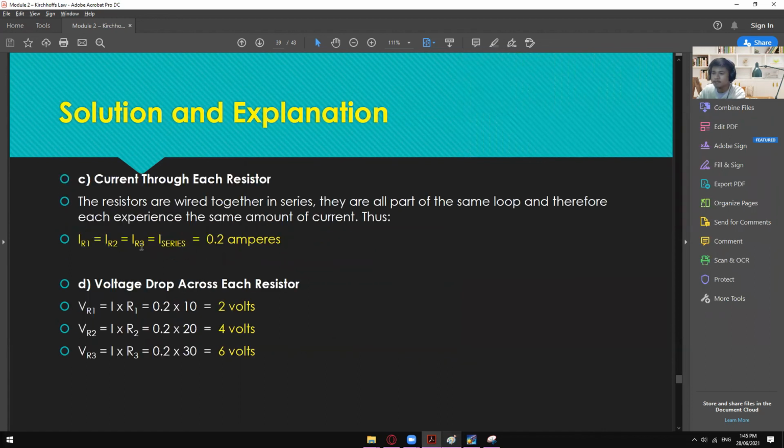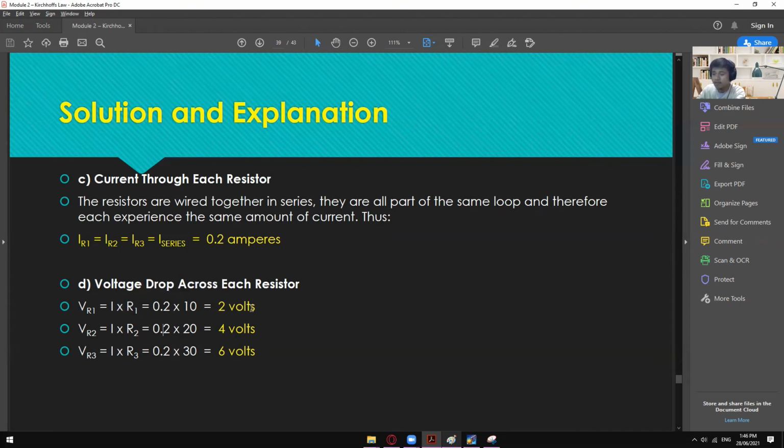For letter C, we can already solve for the individual currents by saying that I total is equal to IR1, IR2, and IR3, since they are in series. So you only have one single value for the current: 0.2, 0.2, 0.2. The only one that differs is their individual resistance, and that determines how much voltage drop each will consume.